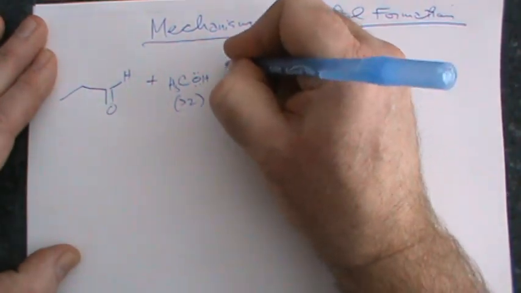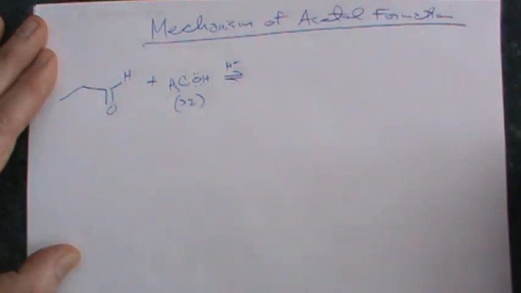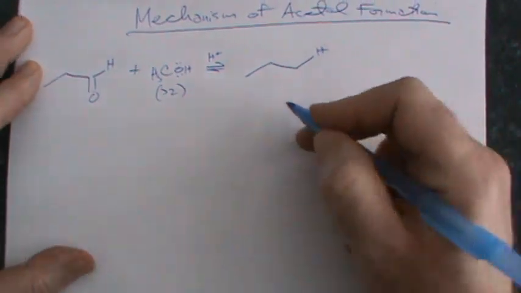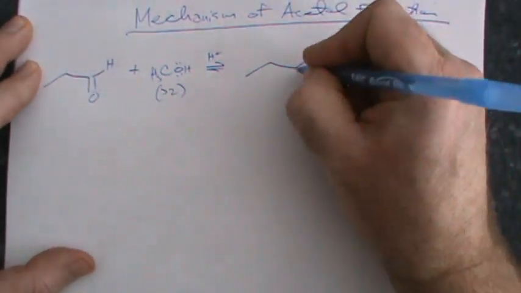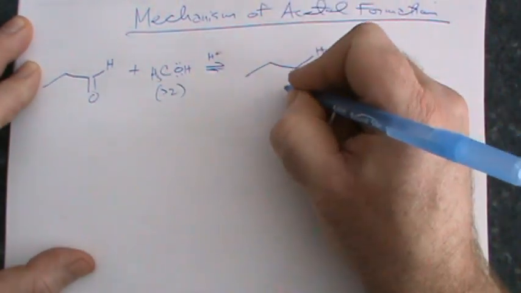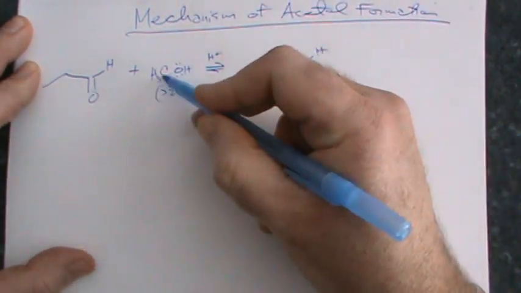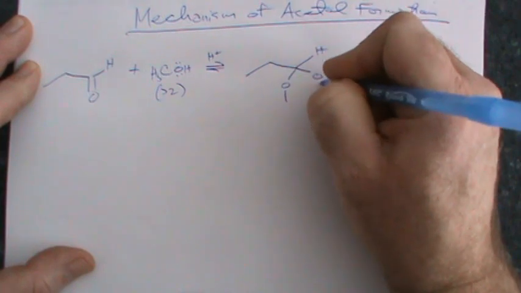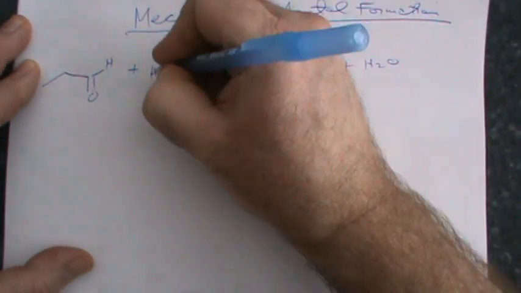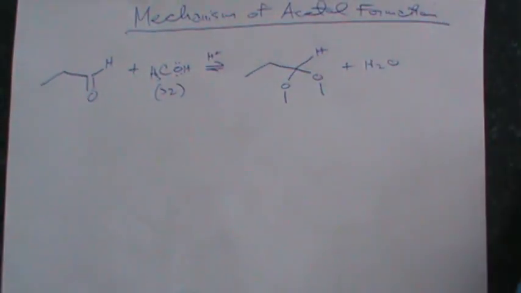We can predict the product already, so we're drawing out the overall reaction here. We know that we're still going to have our backbone of our aldehyde, but in place of the carbonyl group, we're going to have OR twice. And since R is just a methyl group, we'll just have 2 of those. And of course, we'll also produce water. So this will be the overall reaction.